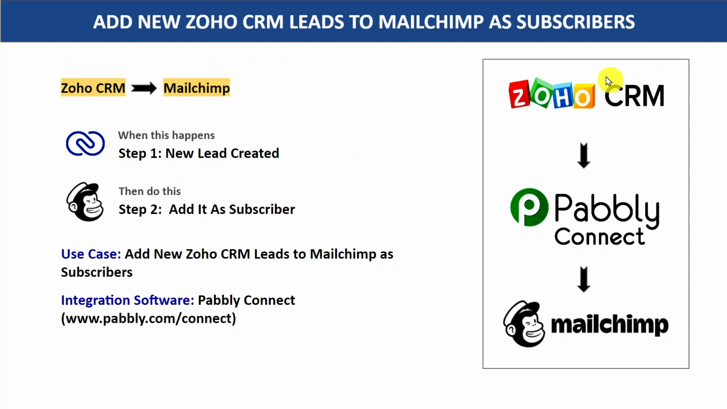Now, Zoho CRM and Mailchimp are two different applications and there is no direct connection between them. That's why we are going to integrate both of these applications with the help of an integration software that is Pabbly Connect. So that whenever a new lead is created in Zoho CRM, Pabbly Connect will automatically add it as a subscriber in Mailchimp. And you know what the best part is? This process requires no coding knowledge and any non-technical person can also do this easily. So let's begin with an example and learn the whole process.